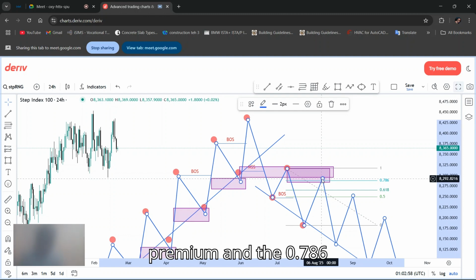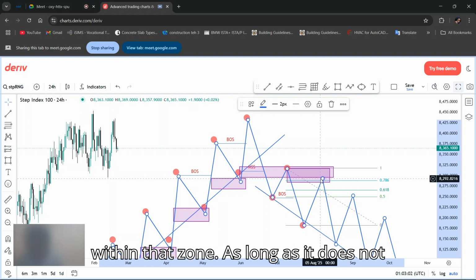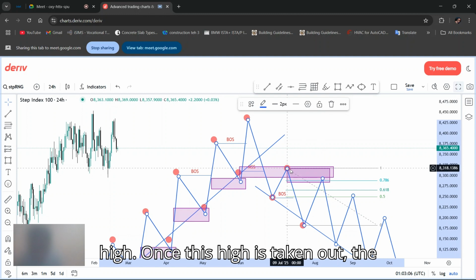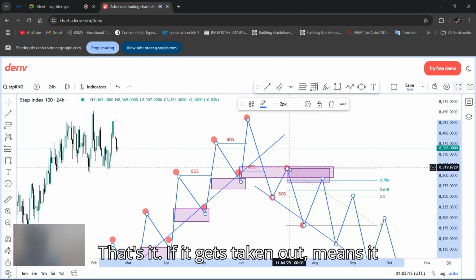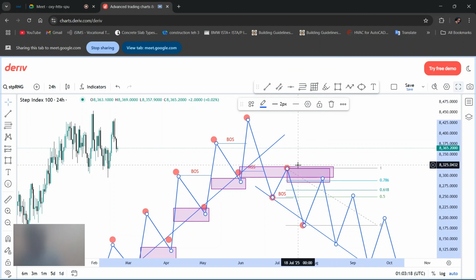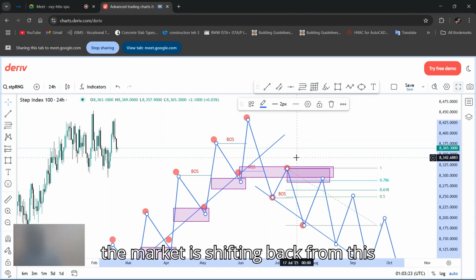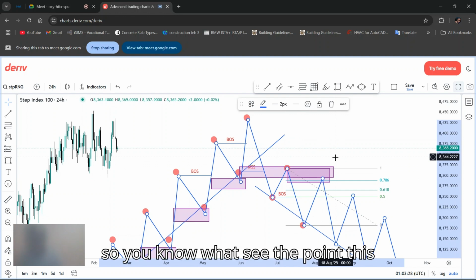And the 0.786 is the highest point of interest within that zone. As long as it does not break this high, it mustn't take out this high. Once this high is taken out, the whole strategy changes. If it gets taken out, meaning if it goes up and sweeps, it means a break back to the upside, because this would be confirming that the market is shifting back from this point into a buyer's market.